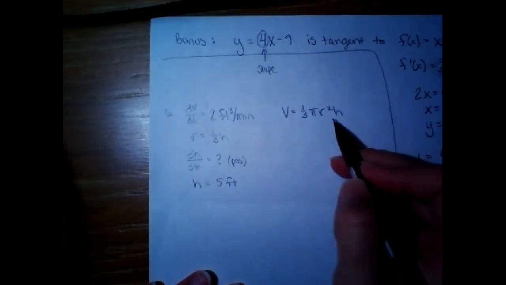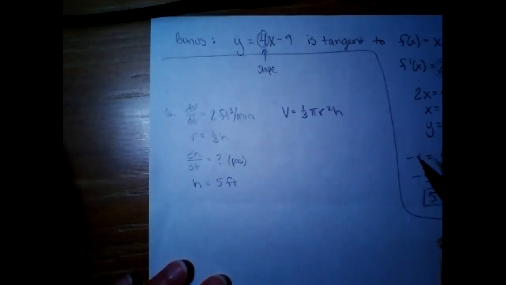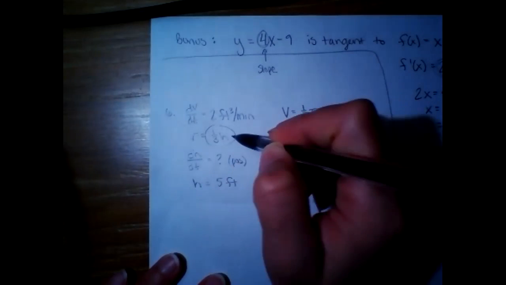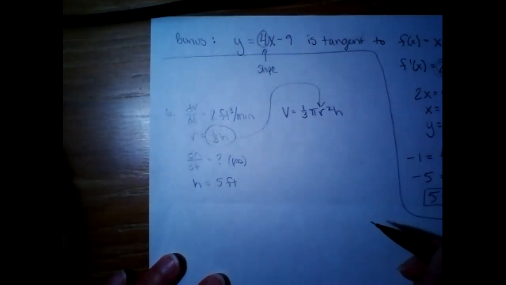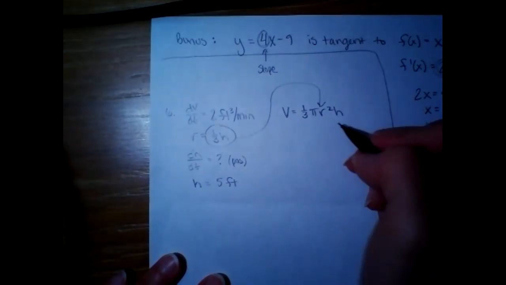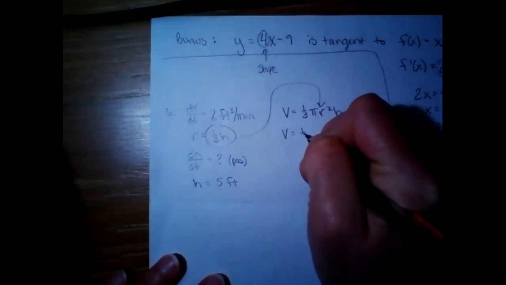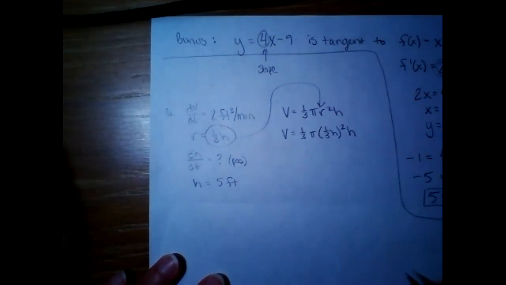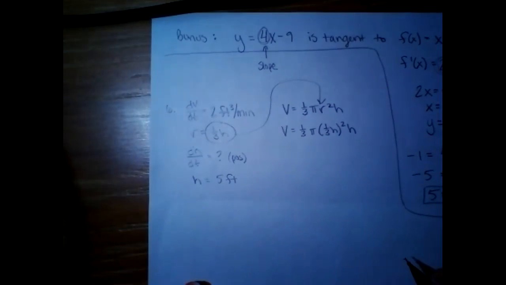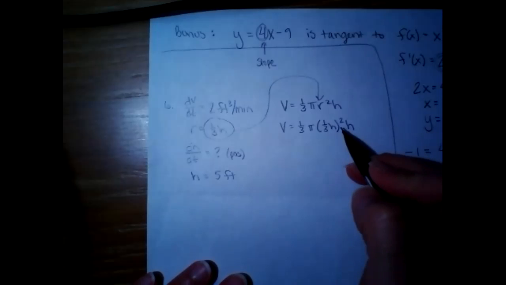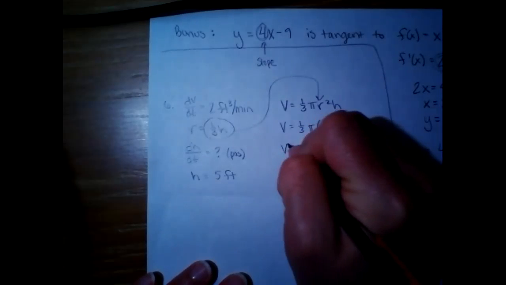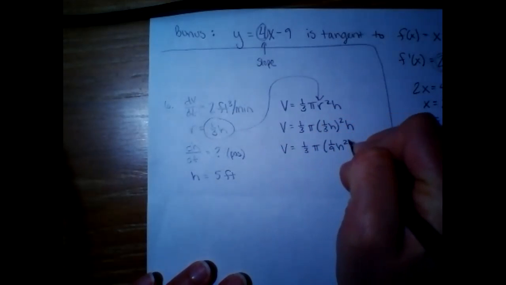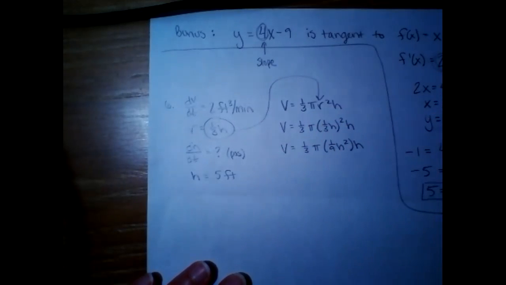Now the issue is you have R and you have H, and you have no information about R. So you're going to have to use this to substitute that out. So in place of R, I'm going to put 1/3 H. So I just took out R, I put in 1/3 H. And then I'm going to square everything that's in there. So that is going to be 1/9 H squared.